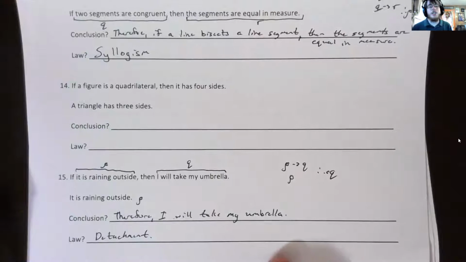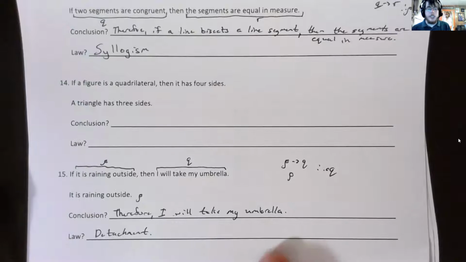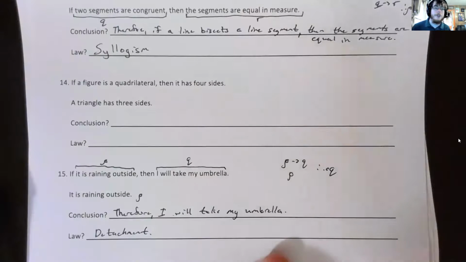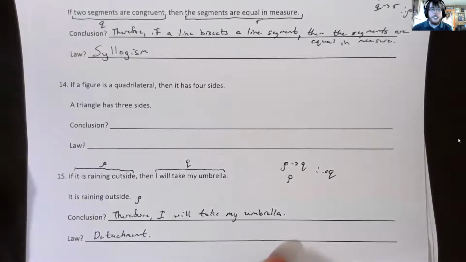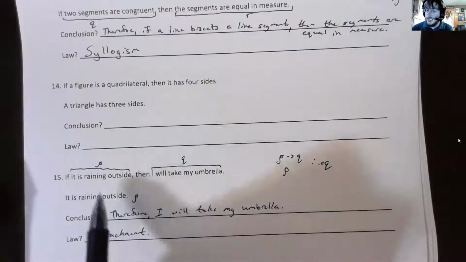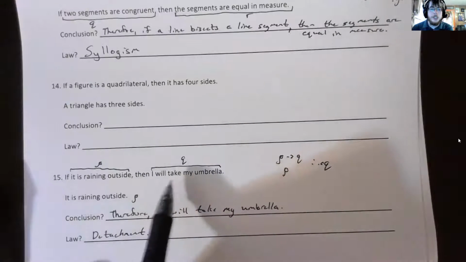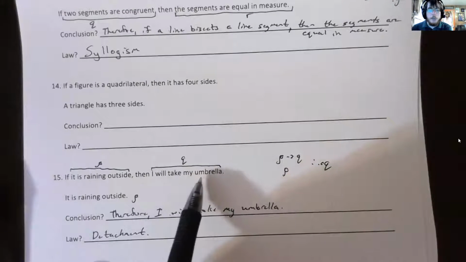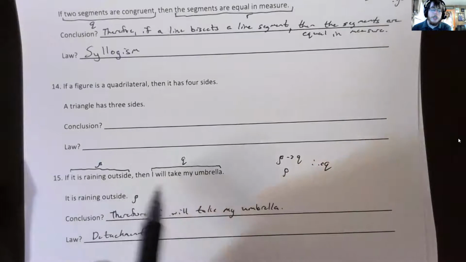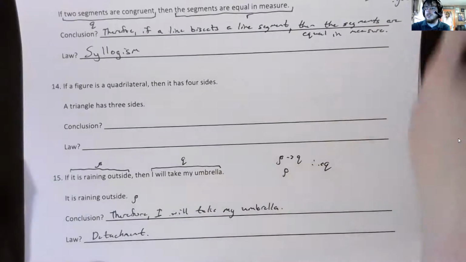Now there is one law that we didn't really do in these, and that is the law of contrapositive. What the law of contrapositive states is that if you have an original statement, the contrapositive is also true if the original statement is true. So for instance, here, if it is raining outside, then I will take my umbrella. The contrapositive would be, if I do not take my umbrella, then it is not raining outside, and that would also be true. So just keep that in mind.